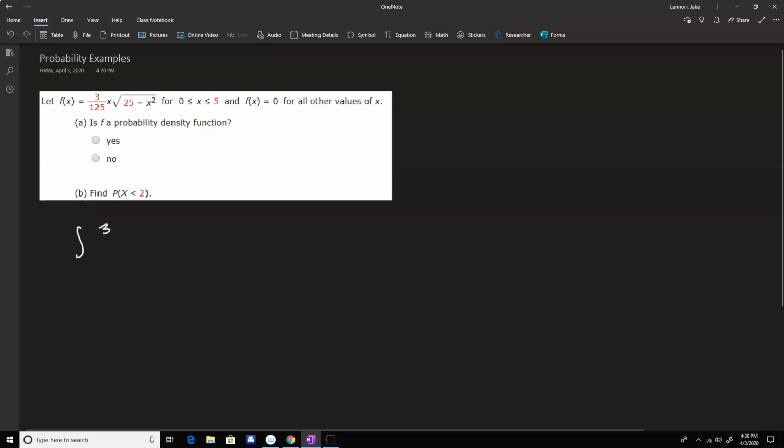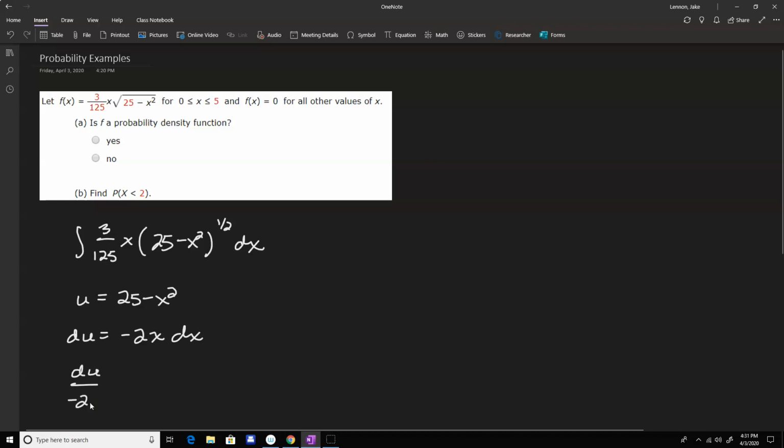So we've got 3 over 125 x times, I'm going to rewrite the square root as the 1/2 power, 25 minus x squared to the 1/2 power. And basically to integrate this, the technique we want to use is a u substitution. So we can let u be equal to 25 minus x squared. Then du will be minus 2x dx, and usually we like to solve for dx so that we don't have to worry about rewriting stuff in a particular way.